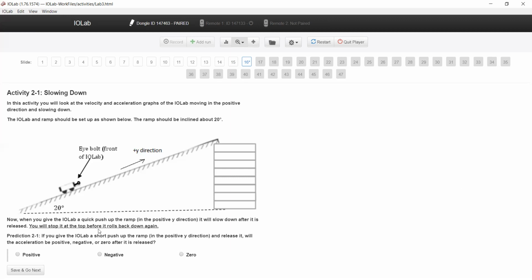Okay, so if you push the cart up the ramp and release it, is the acceleration positive, negative, or zero after it is released? So we have to decide. They want us to predict the acceleration. Acceleration is the rate of change of velocity. So if the velocity is decreasing in the positive direction, then it is final velocity minus initial velocity, divided by the time. Based on that, you may go ahead and make the prediction.